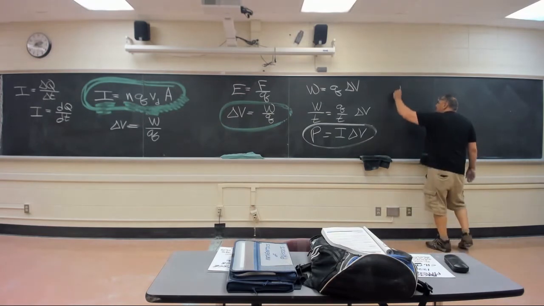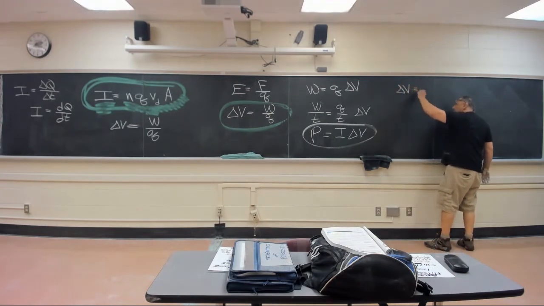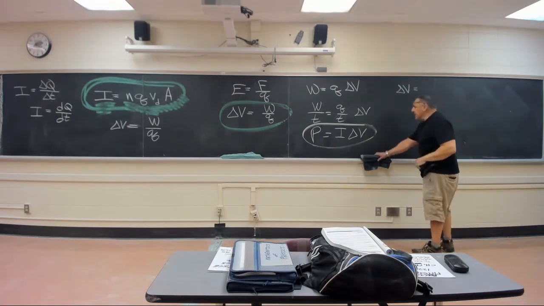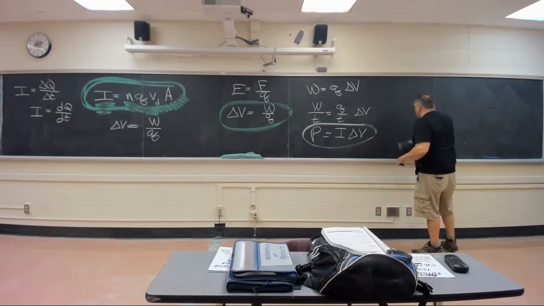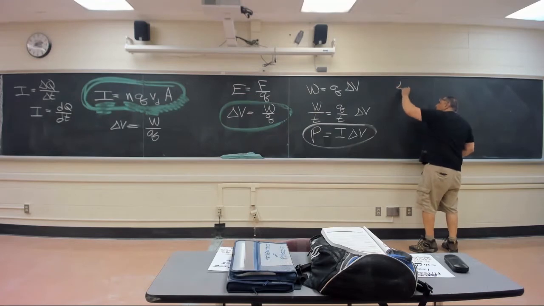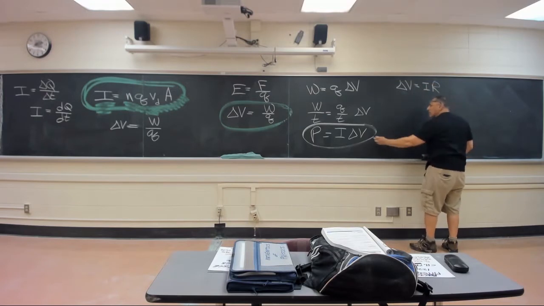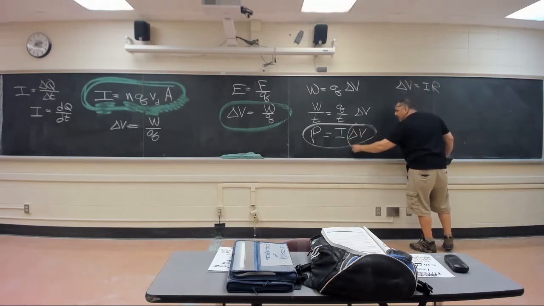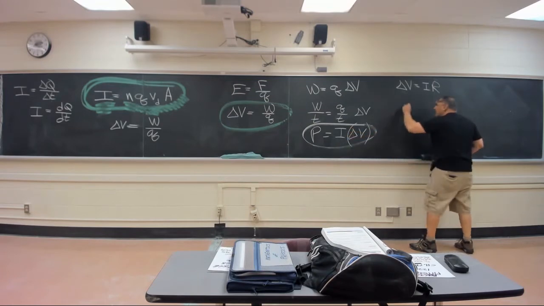Didn't we say that delta V? We looked at this, we said a lot of stuff. We said delta V was IR. Put an IR here. Put IR here. IR times I.